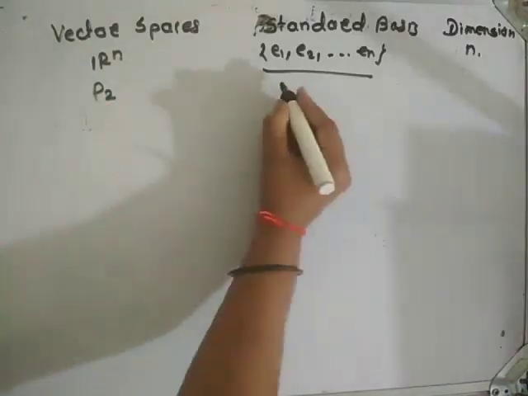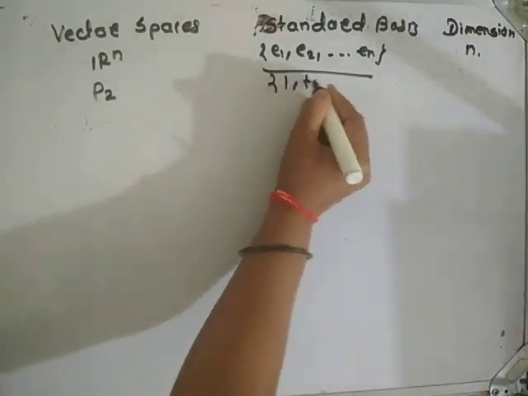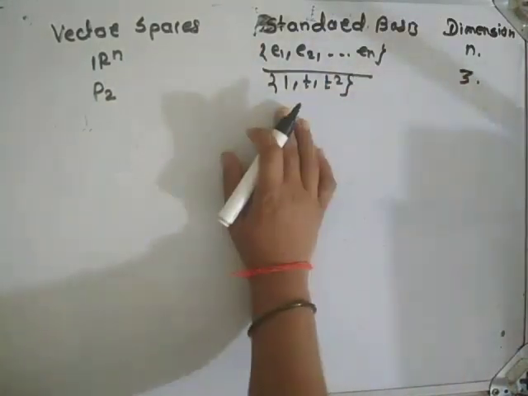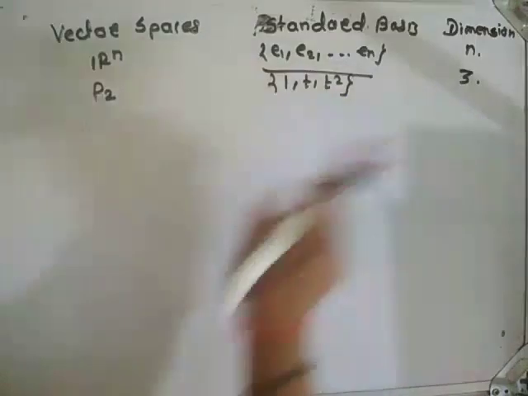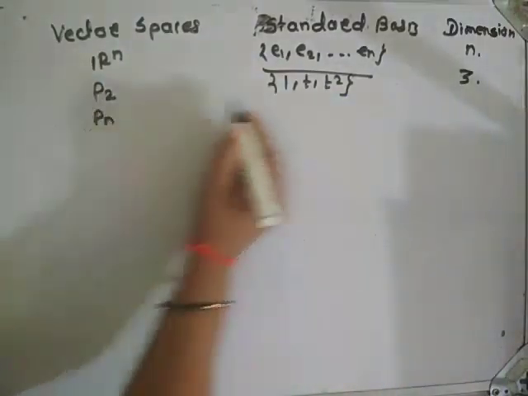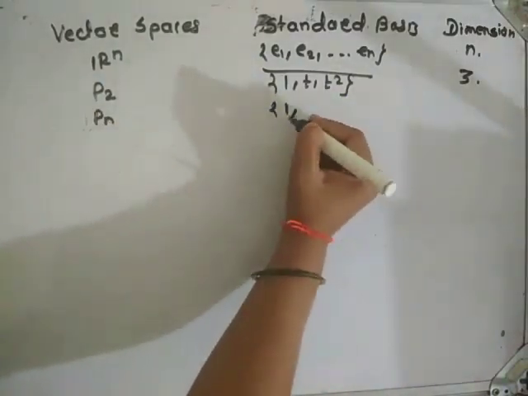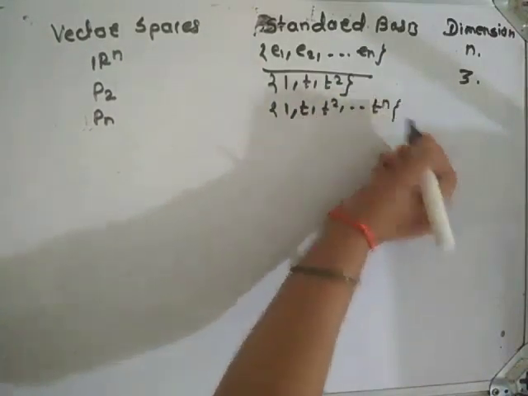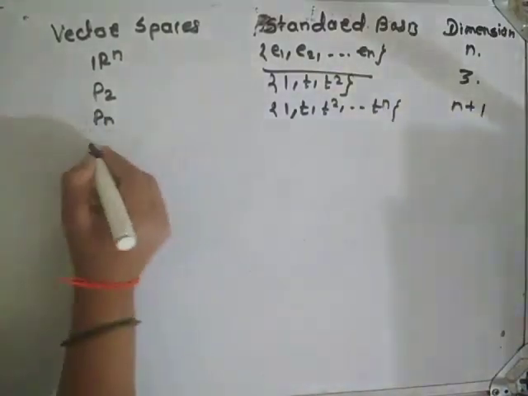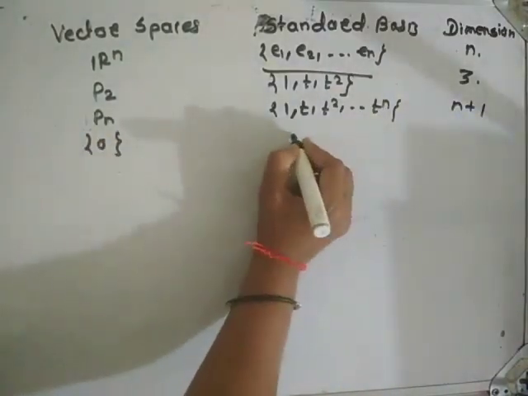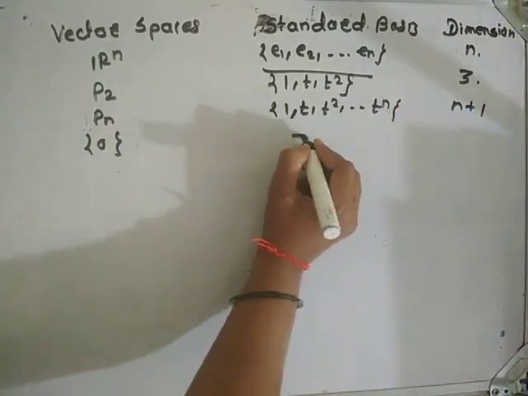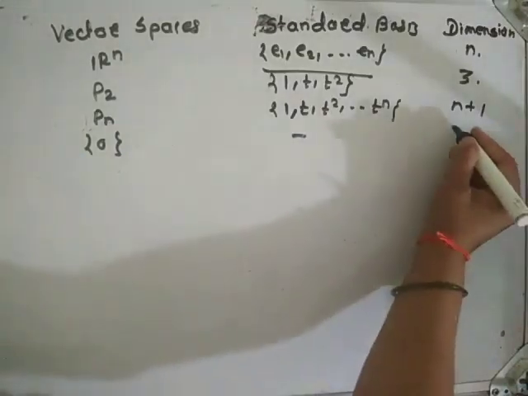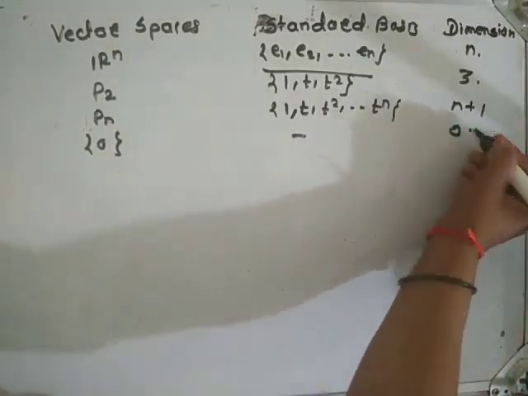For P2, it is 1, t, t square. Dimension is 3 because this basis contains 3 vectors. For Pn, standard basis is 1, t, t square and so on up to t raised to n. Dimension is n plus 1. For singleton 0, this has no basis and its dimension is 0.